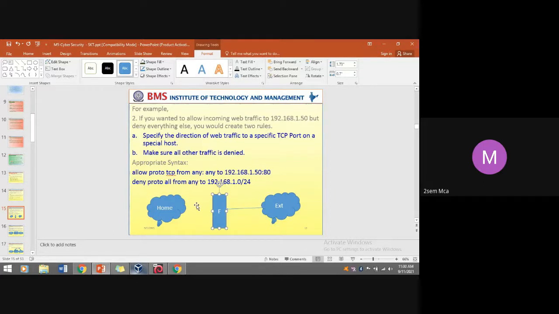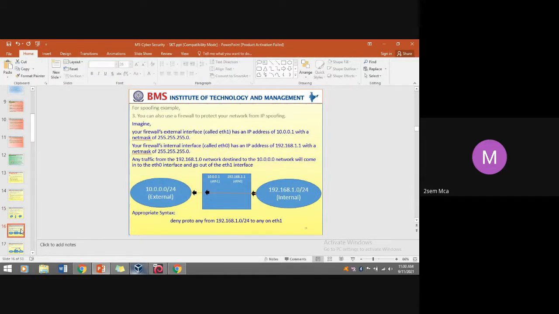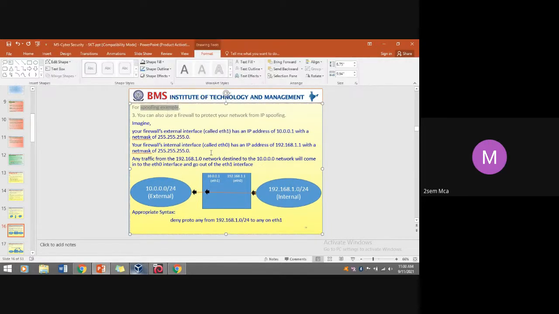This is the second scenario. Let us understand one more scenario, the third scenario, a spoofing example: how people spoof the network. IP spoofing happens with the network. Since our discussion is cyber security, rather than just discussing network concepts, we need to understand some attacking scenarios also. So the third scenario is that you can also use a firewall to protect your network from IP spoofing.